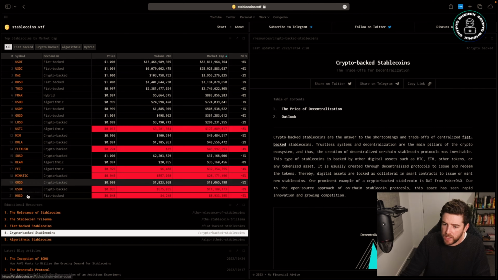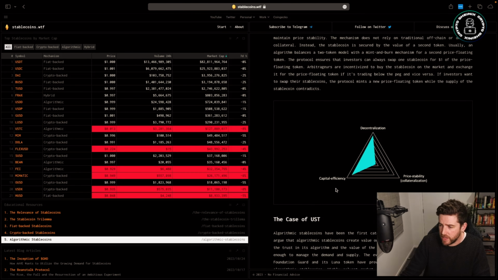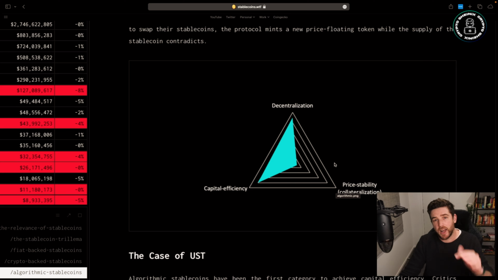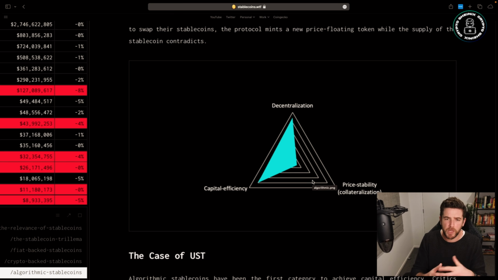Okay. And then the third one is the algorithmic stablecoins, which ideally are high in decentralization and high in capital efficiency, but so far they haven't been good at maintaining any price stability. So they are really that bad as they say. And we have, of course, the case of UST and many other algorithmic stablecoins that just fall short of providing this price stability, really, although they are kind of decentralized and kind of good at capital efficiency. This really depends on the algorithm that they implement.